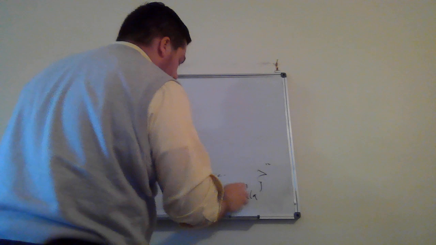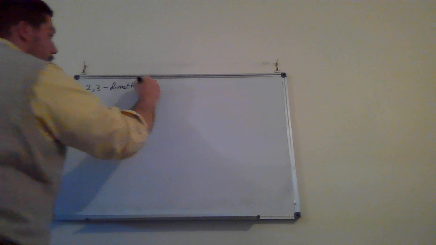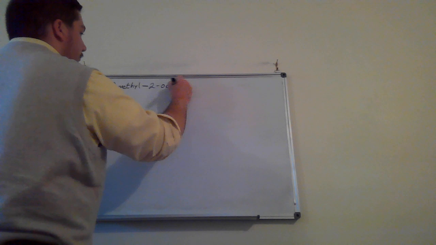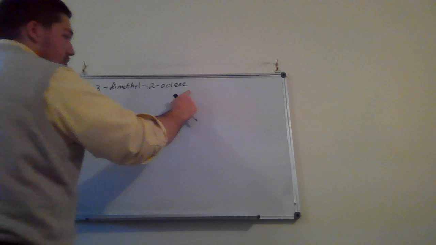So far you've been practicing those three homework problems I assigned last time. This should be a little bit easier. Suppose we want to draw 2,3-dimethyl-5-octene. Okay? So what's this telling us? This is telling us that the longest chain is going to be 8 carbons.